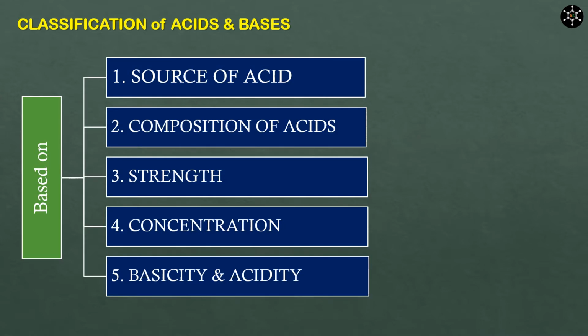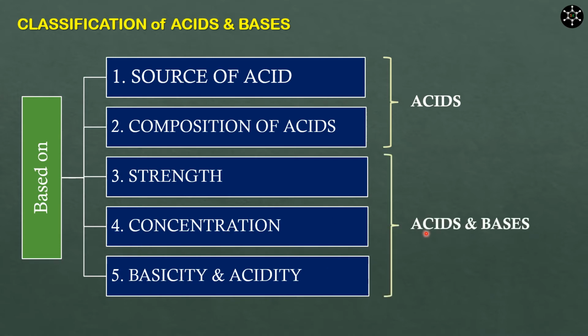Classification is based on source of acid, composition of acids, strength, concentration, basicity, and acidity. First two classifications are exclusively for acids. Last three are for both acids and bases.